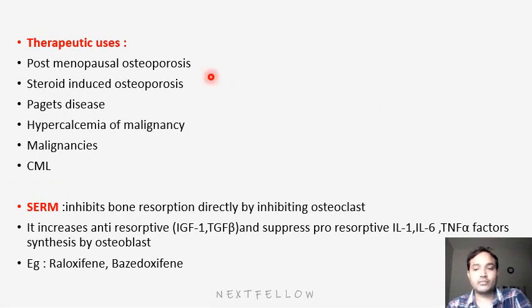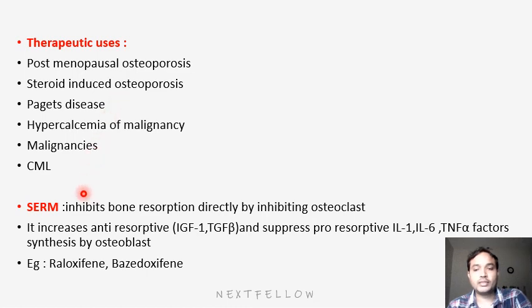Next, therapeutic uses of these bisphosphonates are mainly postmenopausal osteoporosis, steroid-induced osteoporosis, Paget disease, hypercalcemia of malignancy, other malignancy conditions, and CML, this one also leukemia. In all these conditions, they will be useful.